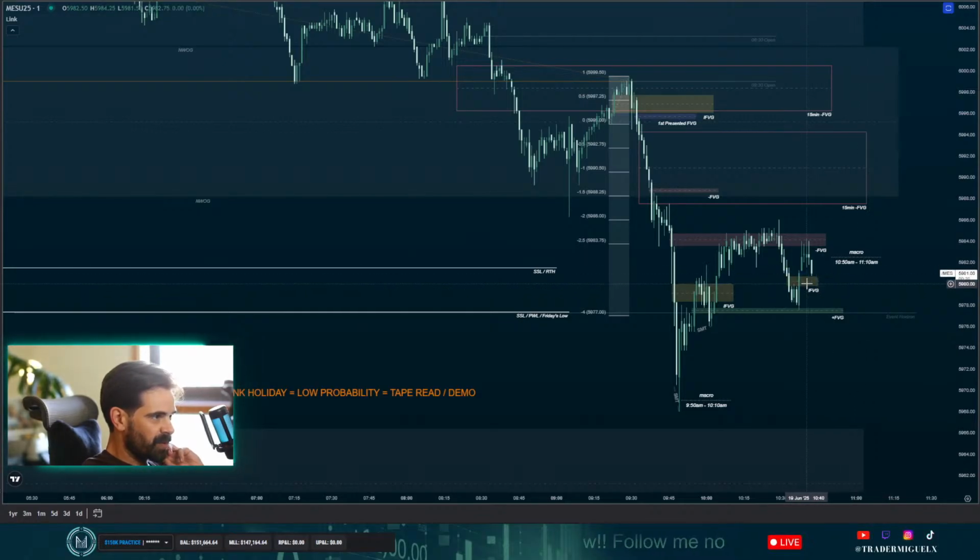Price trying to retest that inverted fair value gap, this one inside this range.